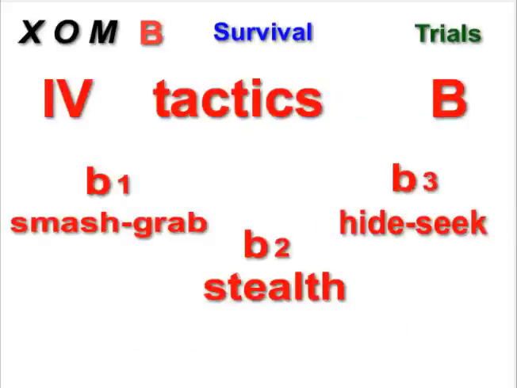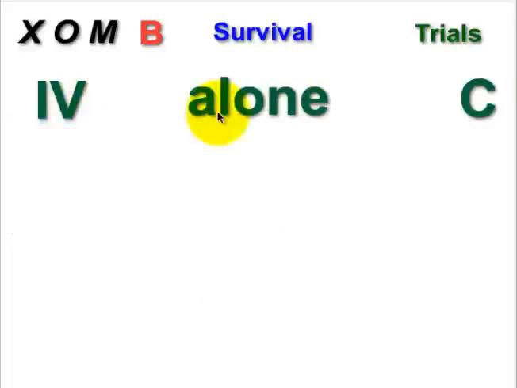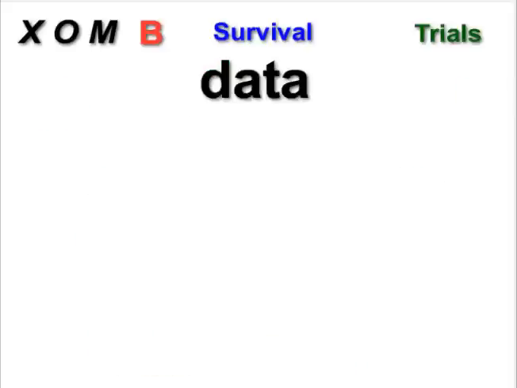Tactics, there were smash and grab, hide and seek, and stealth. So there's three levels of tactic, or IVB. And for IVC, whether they were alone or not is just two levels. It's either yes or no. So now we have to look at our data.